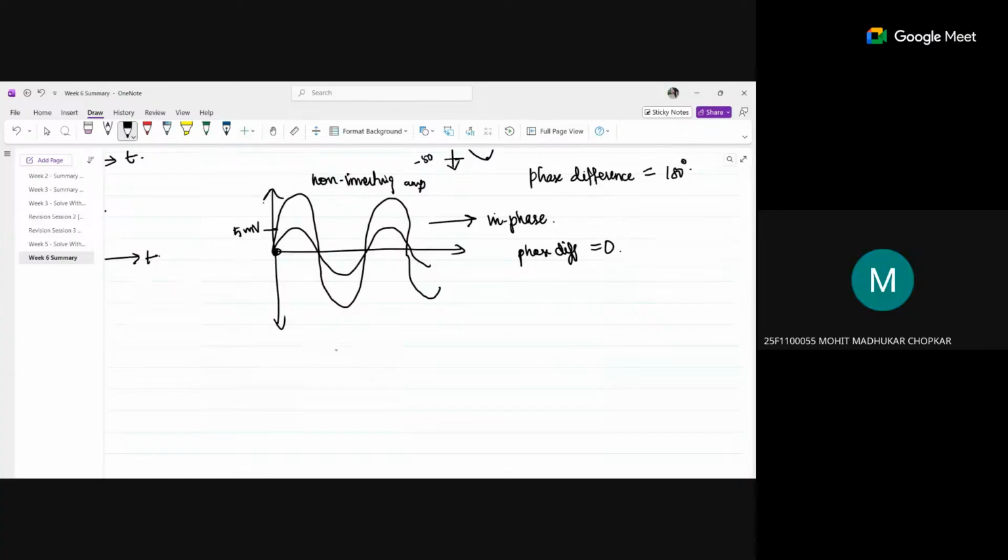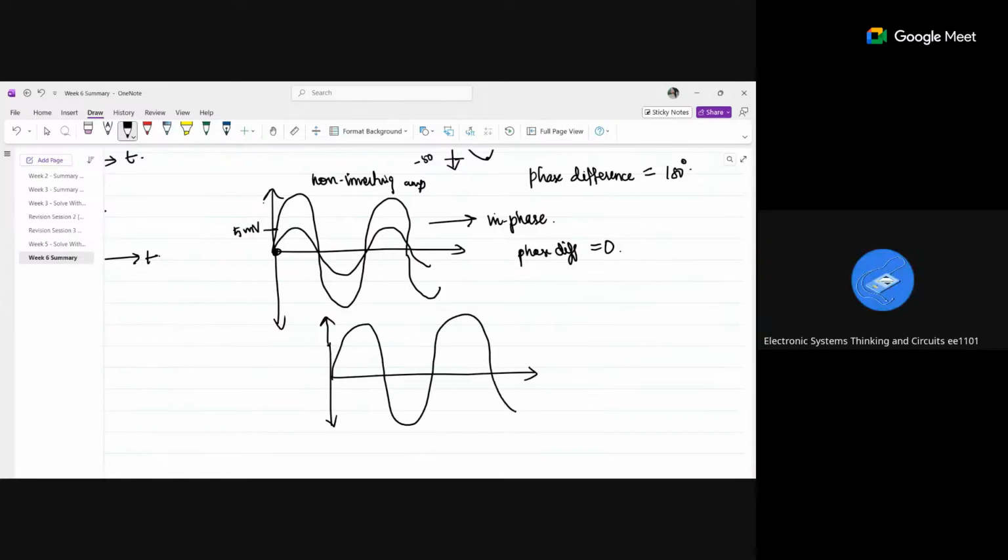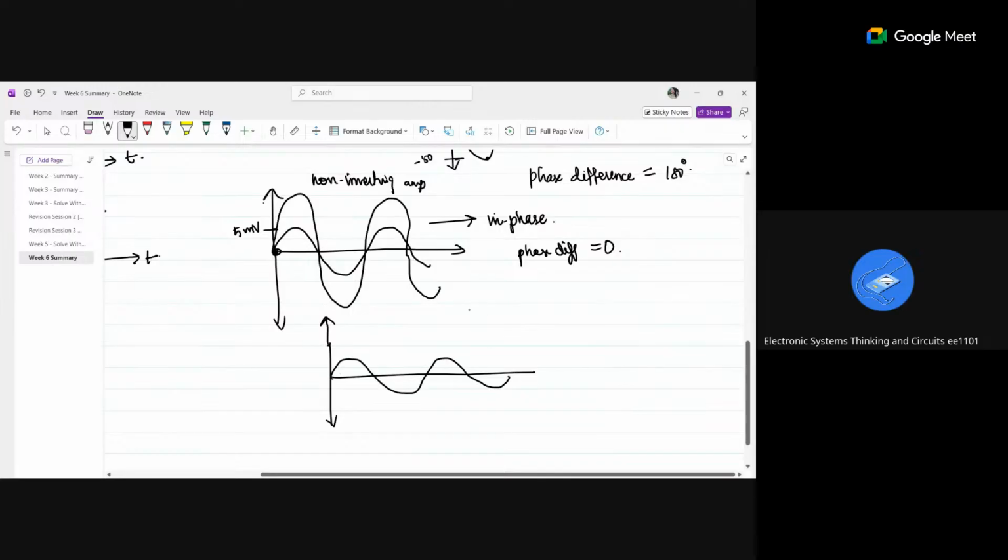And if it opposes, like it started from my negative, then it forms the sine wave of 180 degree phase. So this is my output. So this is my input. This is for the inverting amplifier. My output will be like this, right? So this is my input and this is my output.